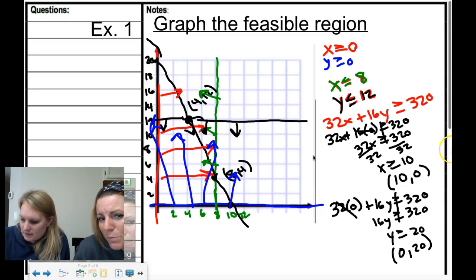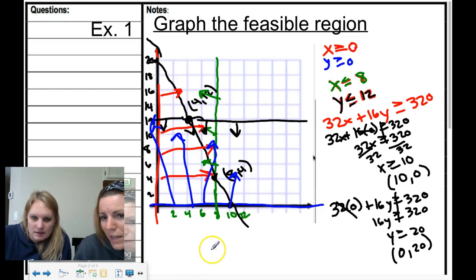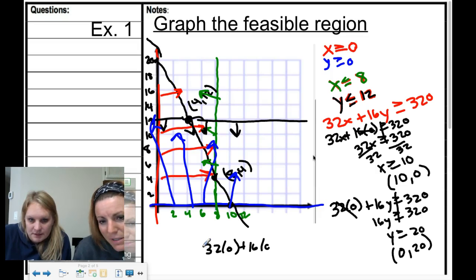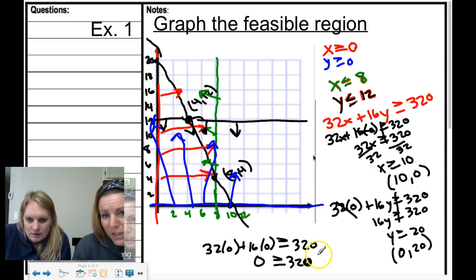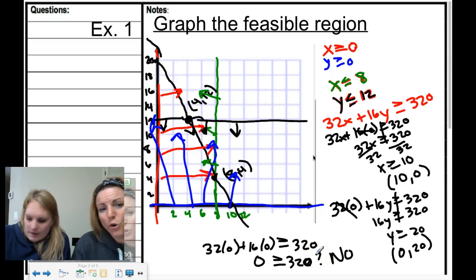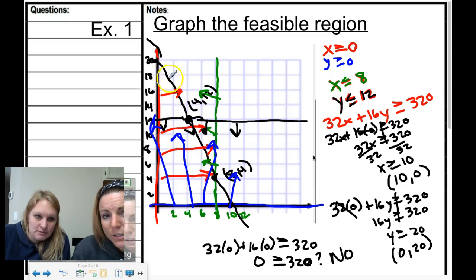And our last line is we got to make sure, are we shading above or below? So let's just do a test point, and that would be 0, 0. So if we plug 0 into 32x plus 16y, 32 times 0 plus 16 times 0 is greater than or equal to 320. And the question is, is 0 greater than or equal to 320? Absolutely not. So that's why we're not shading below the black line. Maybe show them what black line I'm referring to. So this black line she's talking about. We're not shading below that line.